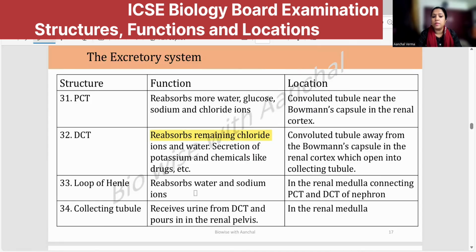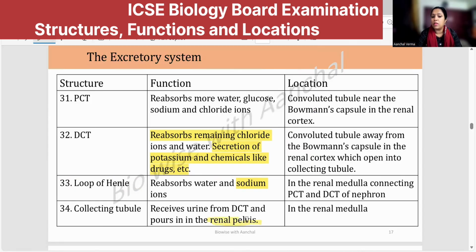The difference between the loop of Henle and DCT is that chloride and sodium ions are separate, and in PCT both are there. Okay, and DCT is also responsible for secretion of potassium and chemicals like drugs and all. Okay, and the collecting tubule receives urine from the DCT and pours it into the renal pelvis.